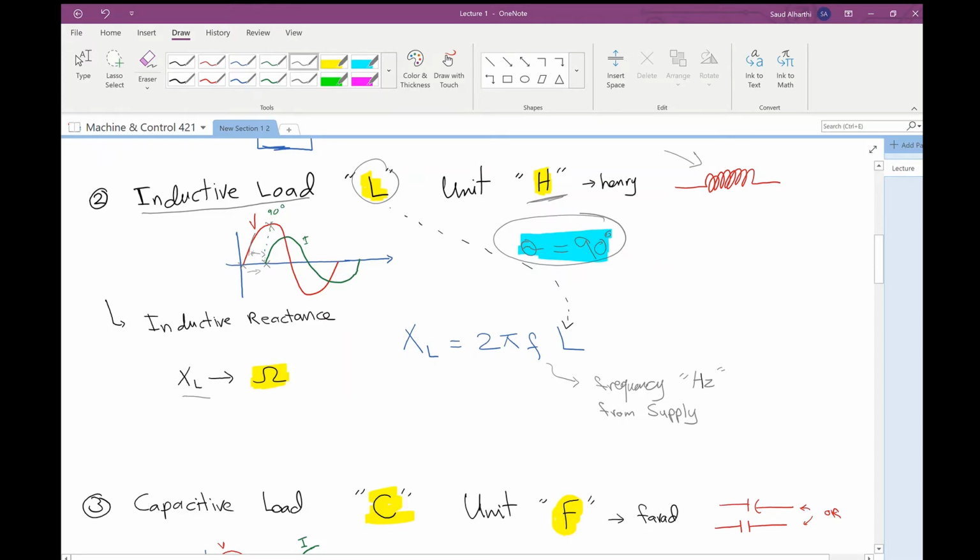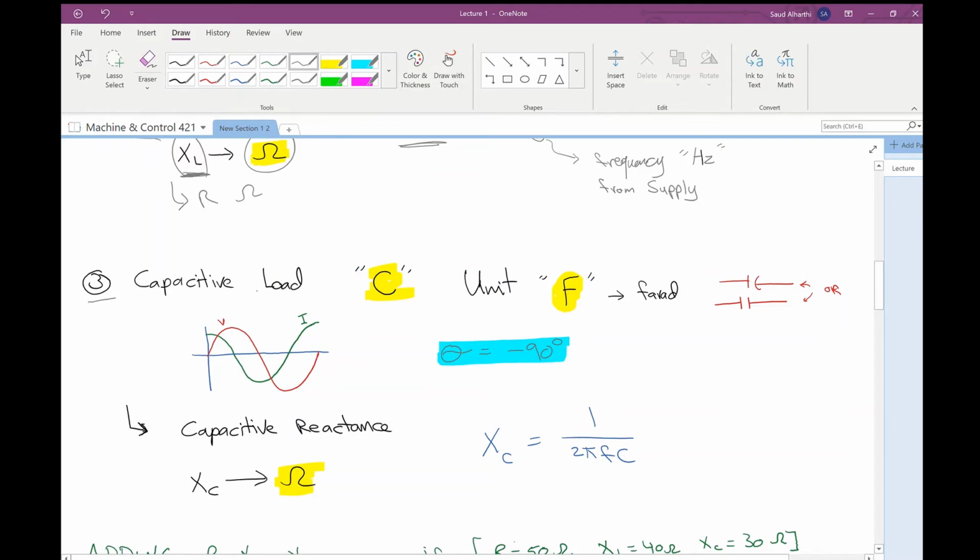In order to convert the inductive value in Henry to ohm, we use the reactance. The reactance has the equation XL = 2 pi F L. So the value of L in Henry goes here, and this is the frequency. In order to get XL, we multiply 2 pi by the frequency of the source, 60 or 50 Hz, multiplied by the inductor value. For example, this one is 2.5 millihenry, so it will be 2.5 multiplied by 10 to the power minus 3, because milli. The unit of the inductive reactance is ohm, so we can compare this one with the resistive because it's ohm.